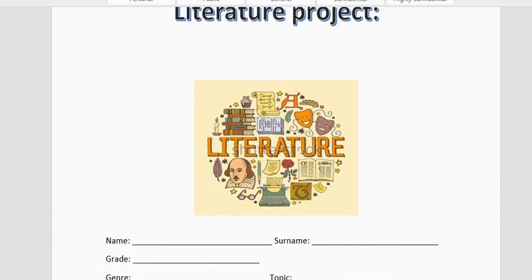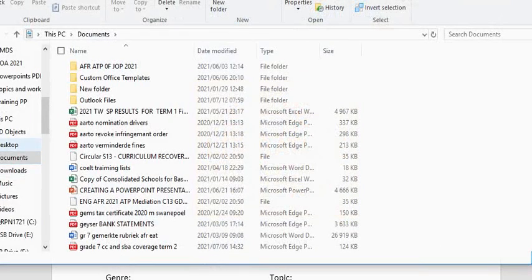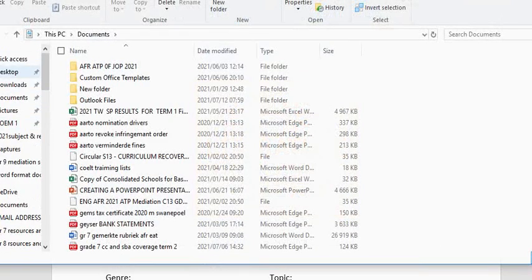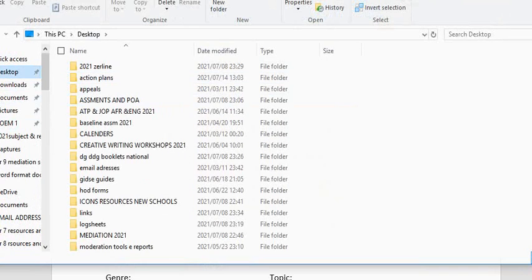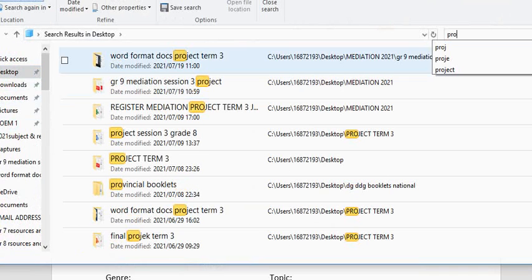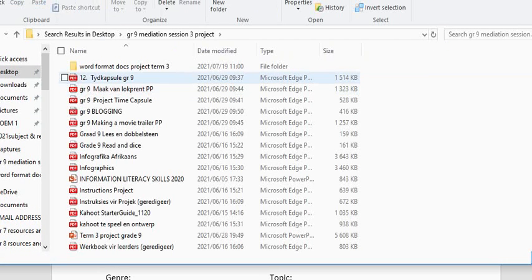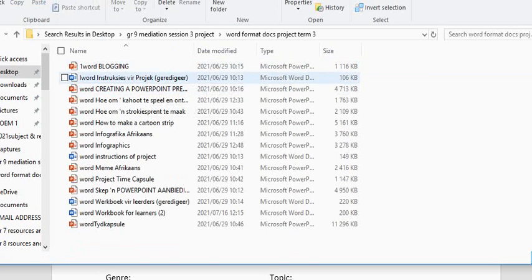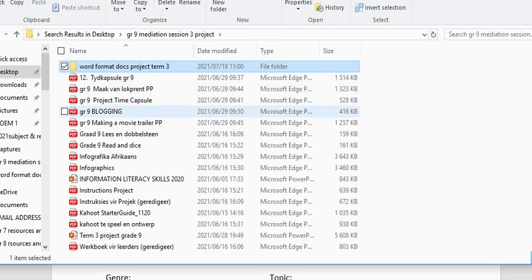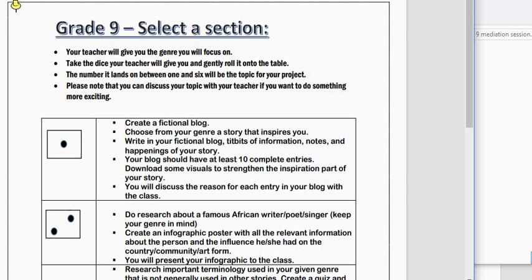Let me quickly see if I can get the read and dice page in here. All of this is available in English and in Afrikaans. Here is your grade 9 read and dice page. Remember, most of you will not do the project the way it was meant to be done. So you will maybe not use this.